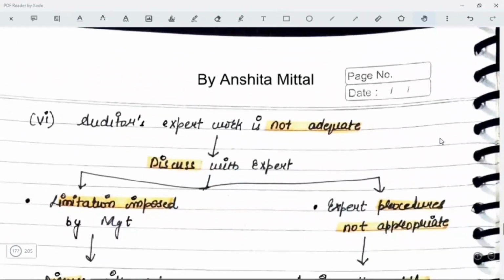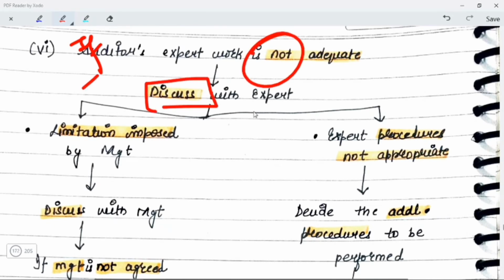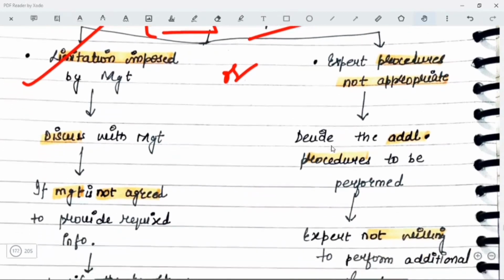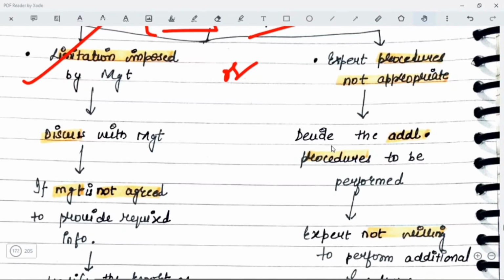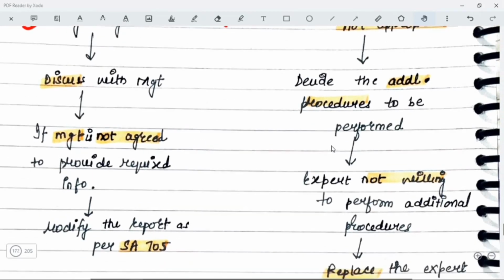Now, suppose the auditor's expert's work is not adequate. If you think that the work of the expert is not adequate, then you will have to discuss this matter with the expert. Now, if the expert says that a limitation was imposed by the management because of which his work is not adequate, then in that case the auditor will have to discuss this matter with the management. And if the management does not agree to provide the required information, then definitely you are going to modify your report as per SA 705.